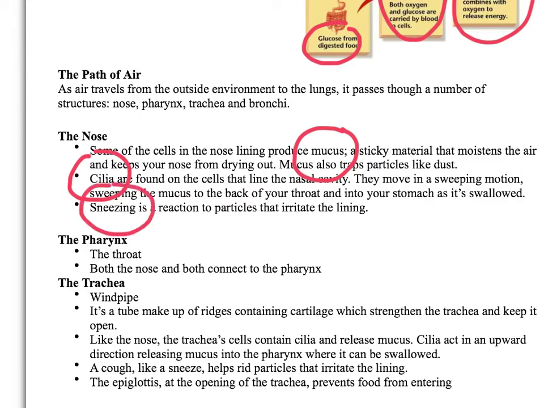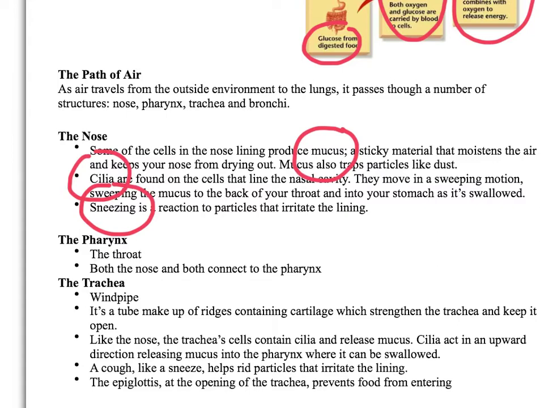Sneezing is not necessarily an indication that you're sick. Sneezing is basically just your body's reaction to having some sort of foreign particle in your nose. It's actually a protective mechanism. So if your body senses that there's some sort of dust or particle that shouldn't be going into your lungs, you'll sneeze to try to get that particle out.